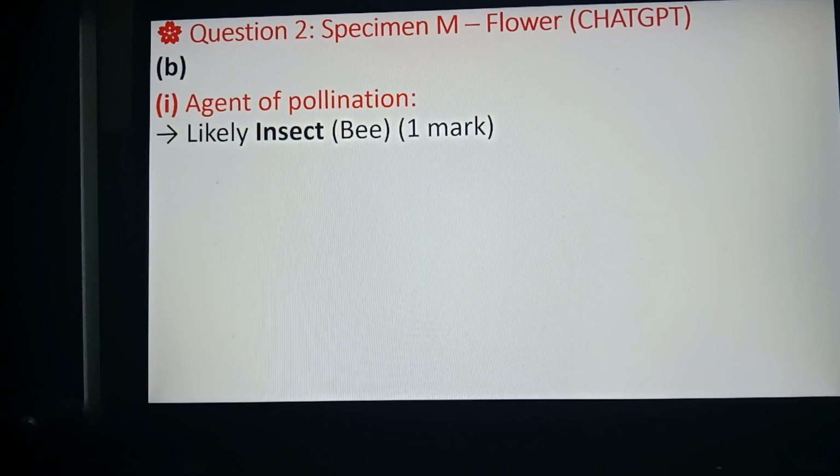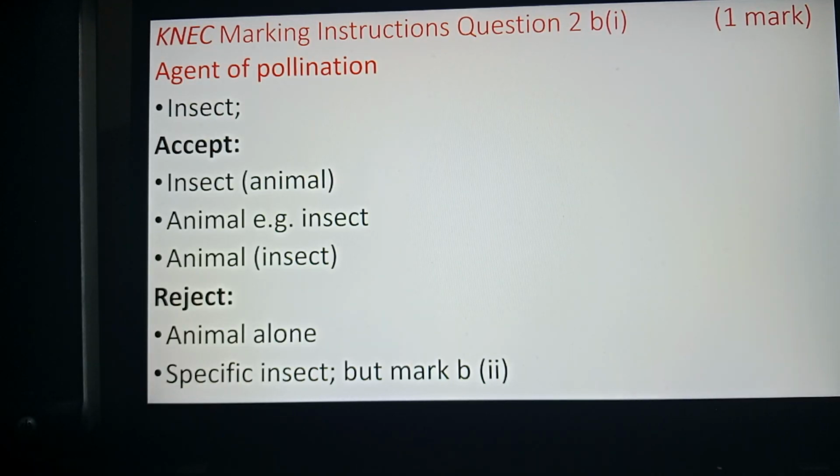ChatGPT says the agent of pollination is likely insect, or you can say bee. Council marking scheme: agent of pollination is insect, but you can accept insect (animal), or animal (e.g. insect), but reject the word animal alone, or a specific insect, but mark B2.